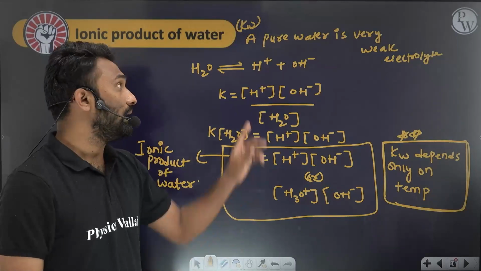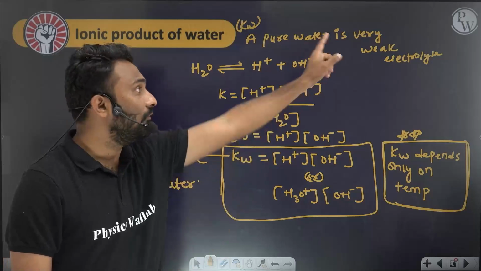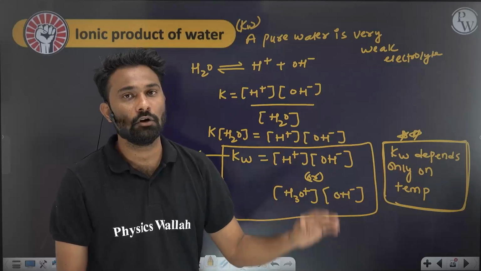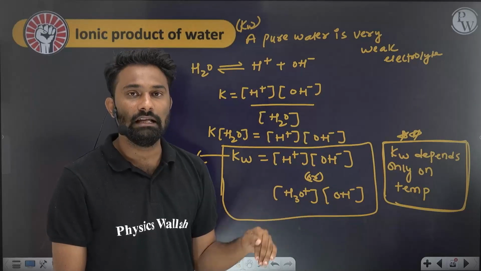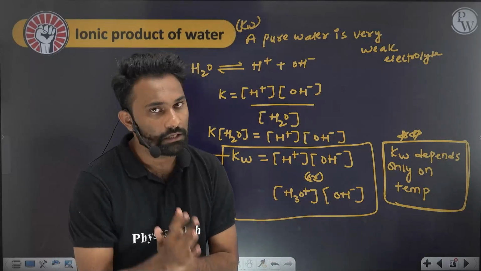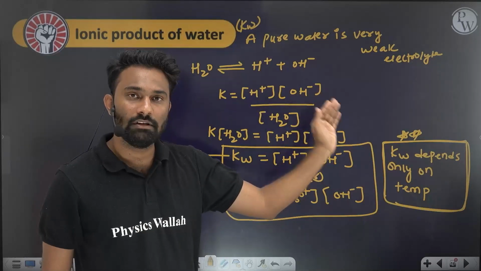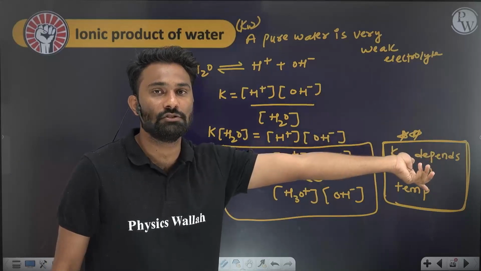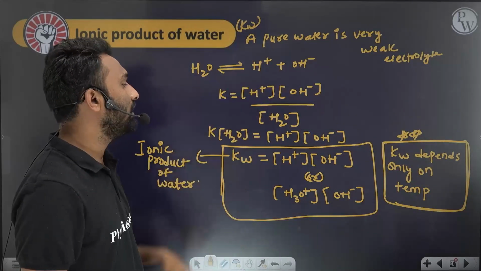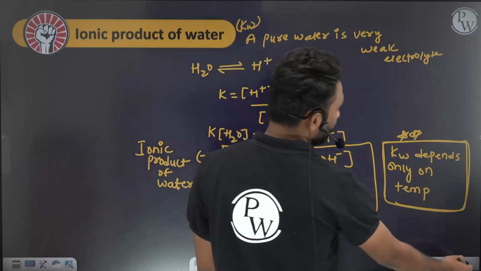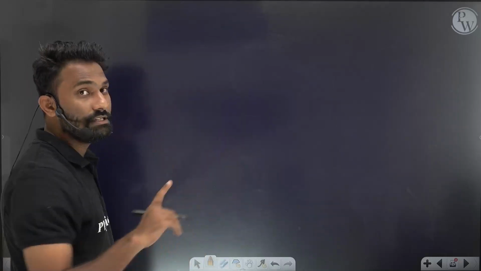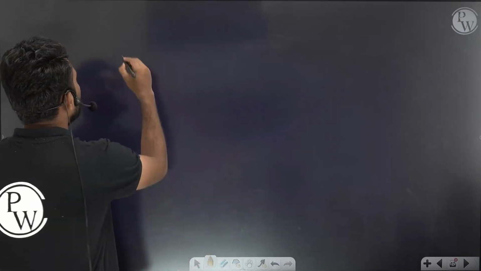Now, pure water is a very weak electrolyte. Why is it a very weak electrolyte? I will show that derivation now. By solving that derivation you will get to know how much it has dissociated, what the alpha value is. By that you will get to know why H2O is a pure or weak electrolyte. Now, experimentally this value has been given.